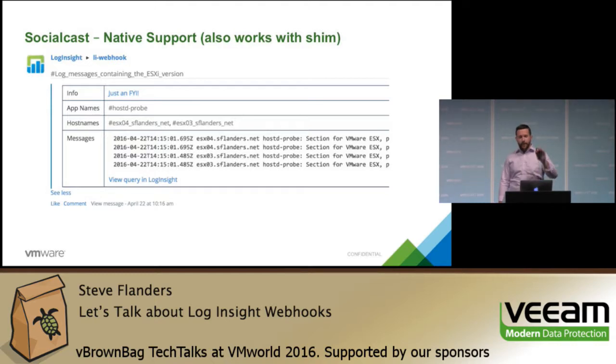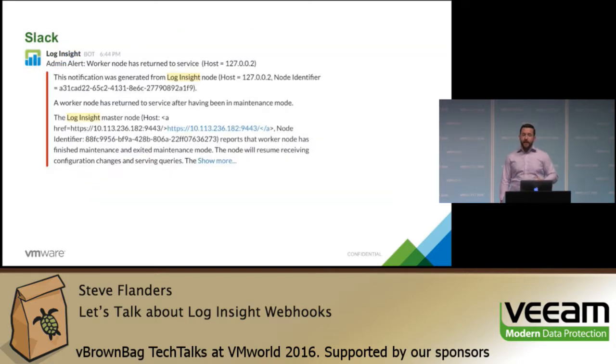You'll see I have the info, the name, all the fields, the message itself, and links to get back to Log Insight. So it looks very similar to what you'd expect from an email notification today. In the case of Slack, where you would need a shim, very similar information as well. They support this notion of attachments, and each attachment can outline the information to you and also link you back into Log Insight.